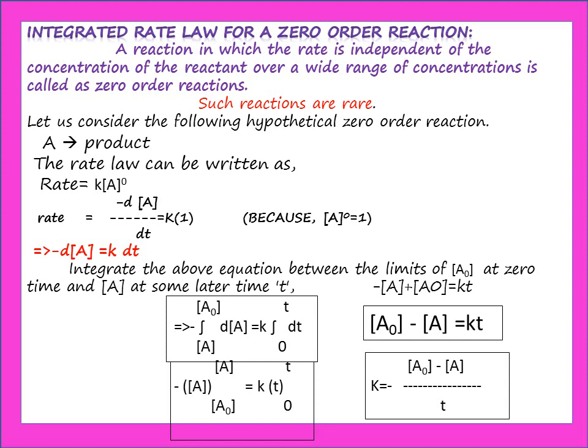If you simplify, we get upper limit minus lower limit. Minus of minus becomes plus, equal to k into t, because k into 0 will be 0, so we omit that. Now we interchange the positive factor forward. So we have A naught minus A is equal to kt. Bringing the t down, you have A naught minus A by t as the rate constant for the zero order reaction.